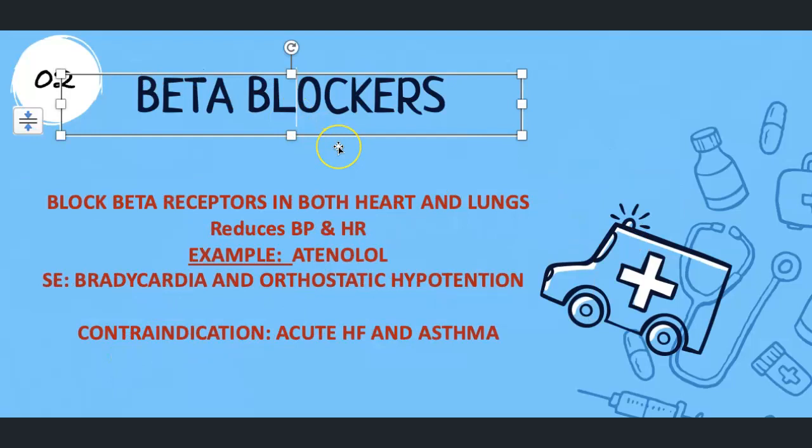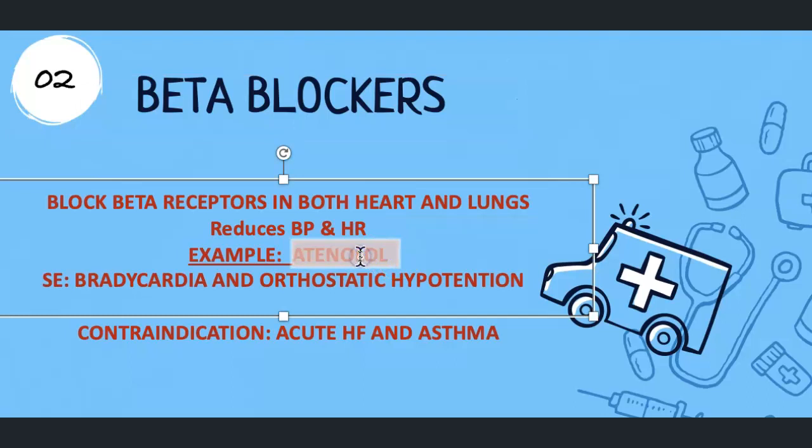The next group we have is beta blockers. Beta blockers act mainly on the sympathetic nervous system. They block a specific hormone called adrenaline. By blocking that, we are reducing the blood pressure and heart rate as well. The example for this group is atenolol. Any medication which ends with lol is mainly a beta blocker.